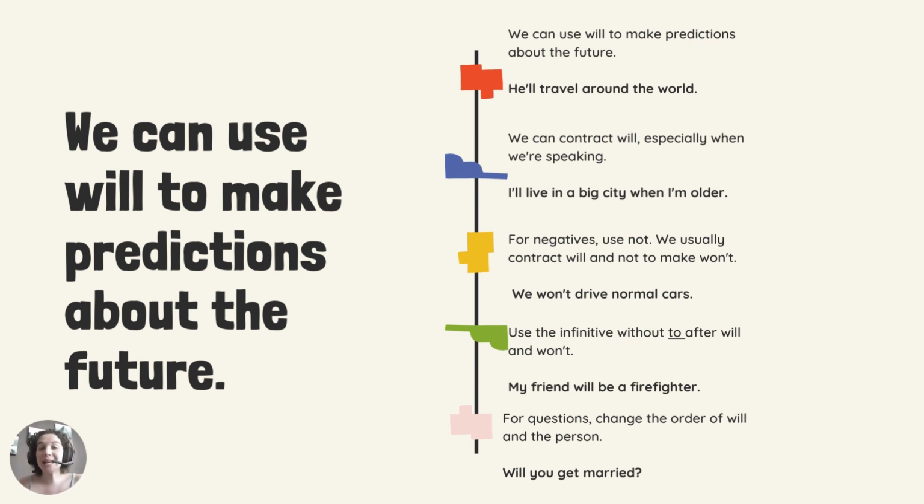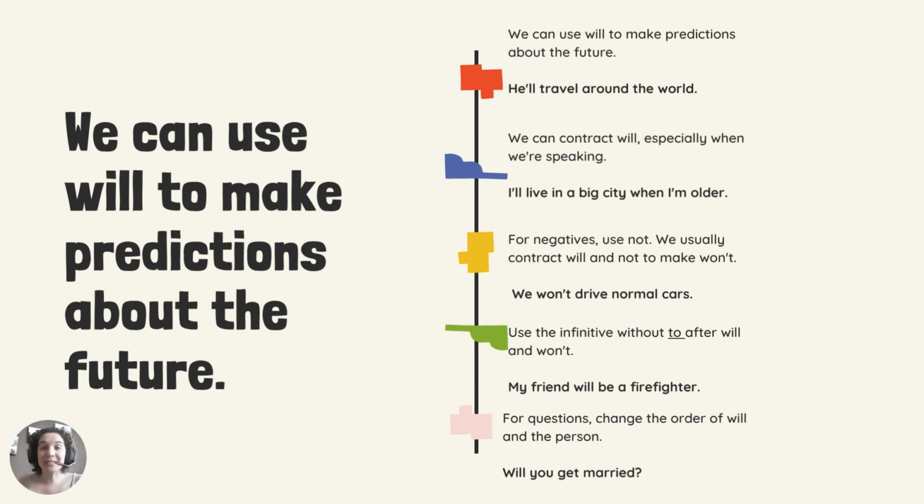And I'm saying he'll travel around the world because when I'm speaking, and this is the second point of this slide, when we are speaking, we need to contract the pronoun plus will. This is because we sound more natural. It's to sound more fluent as well. And when we are writing, don't use contractions because this is very informal. So here, for example, I will say, I'll live in a big city when I'm older.